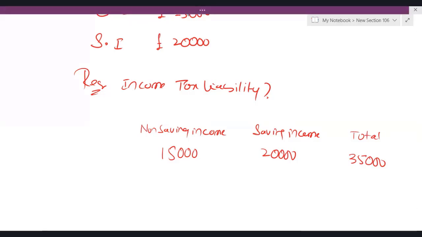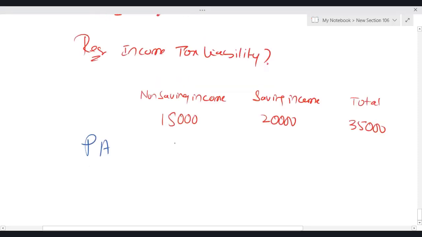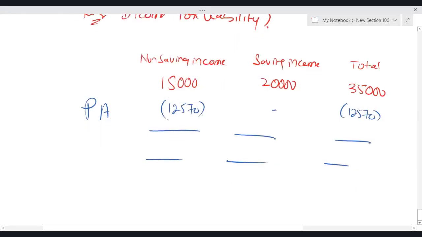First, we deduct the personal allowance from the non-saving income. Personal allowance is 12,570. Let's see the taxable income. So 15,000 minus 12,570, taxable income is 2,430. Please look at this. The taxable income is less than 5,000. Keep that in your mind. So I'm getting 22,430.